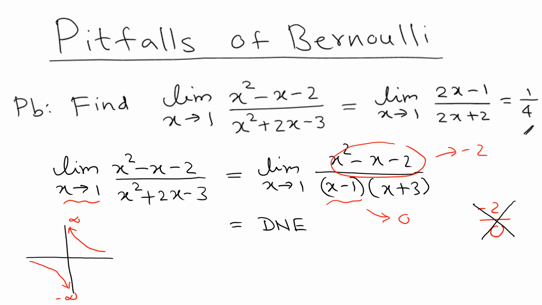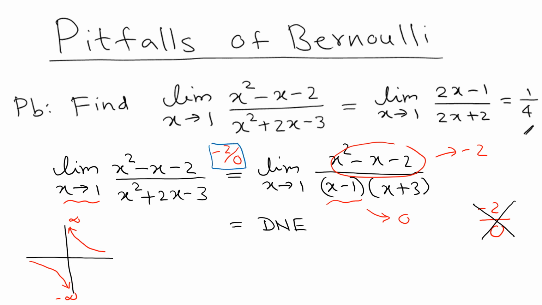But if you just use the rule without checking the conditions, you get a wrong answer, 1/4. So what did we do wrong? One thing we did wrong is we did not check whether this is a 0 over 0 problem. When x goes to 1, the numerator is -2, but the bottom is 0. So it is not a 0 over 0 problem. It's like a -2 over 0 problem. If this is the case, you cannot apply the L'Hôpital rule, because that's not a valid condition here.